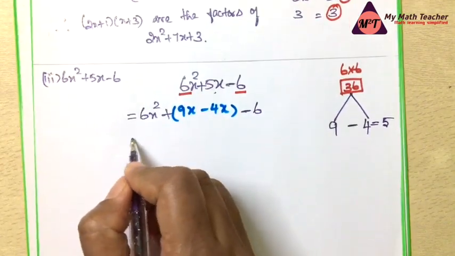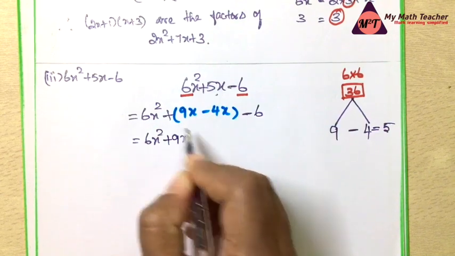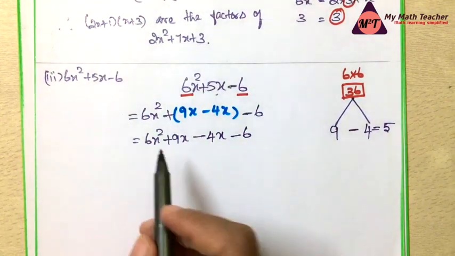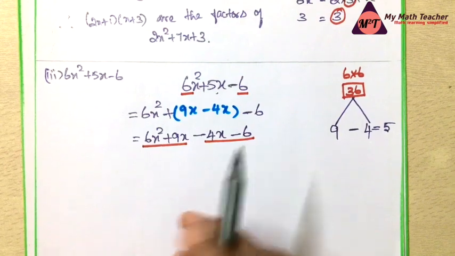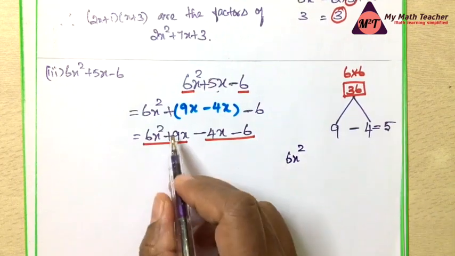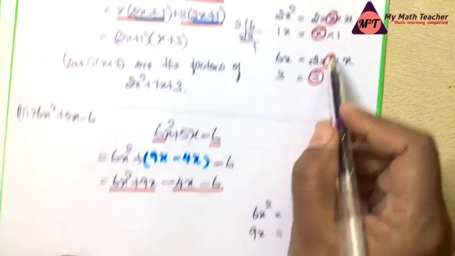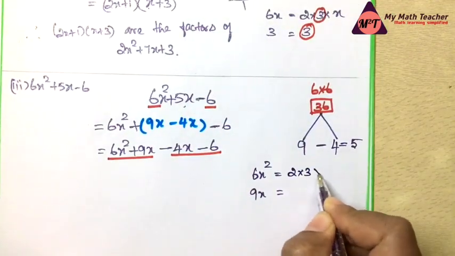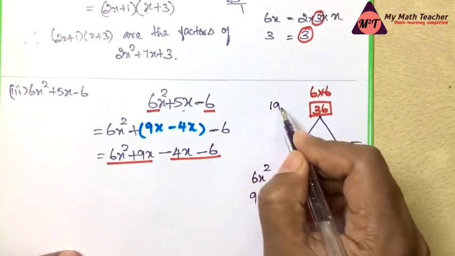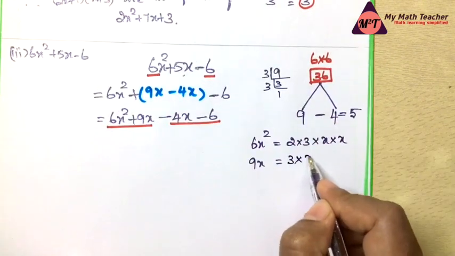Now, remove the bracket. That is 6x square. If it is plus, the same will be there. Plus 9x. Plus into minus, minus 4x minus 6. Now, we have to group the terms, that is the first two and the last two. Now, first two, just write the terms here. 6x square. Next, 9x. We know that 6 is already we have written here 2 into 3. That is 2 into 3 into x square can be written as x into x. The same way, 9, do the prime factorization, that is 3 here, 1. 3 into 3 into x.